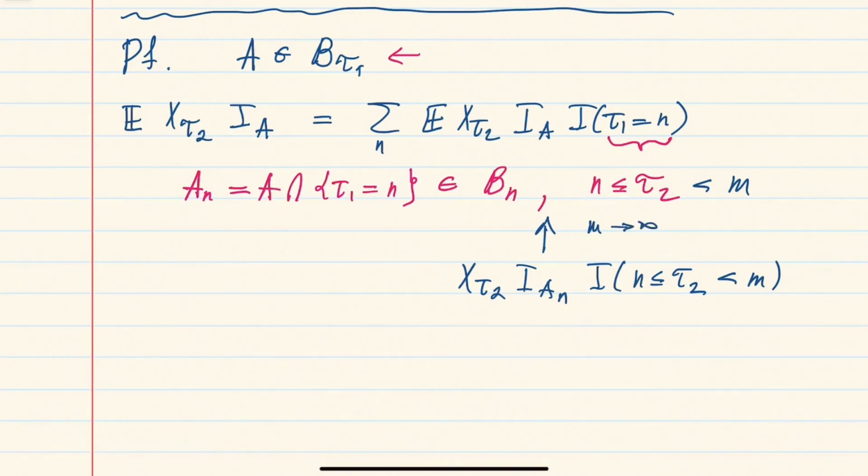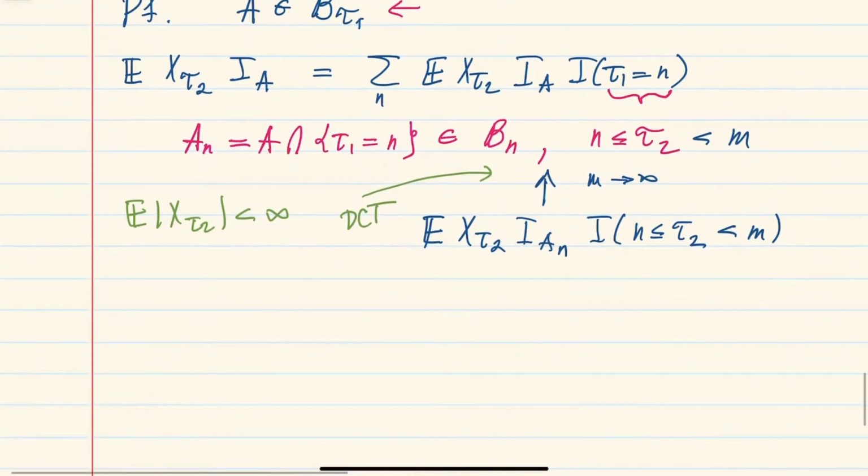And I also want to conclude that the expectation of this converges to the above expectation. And this is true by the first assumption. So we had this assumption that the expectation of x at tau2 is finite, right? So that gives us the dominated convergence theorem. So by the dominated convergence theorem, we have convergence of this expectation for a given term in the sum. So I'm considering just fixed n here. So we can approximate an indicator by a truncated second stopping time at some n.